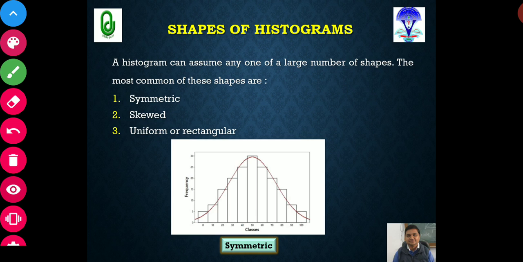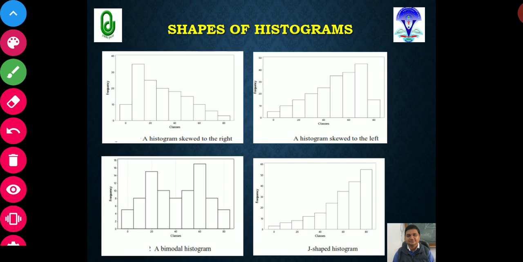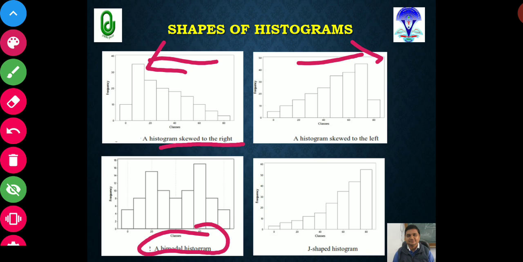Then the next one is asymmetric shape or skewed. Here you can see the histogram which is skewed to the right, then the histogram that is skewed to the left. So this is the skewed shape of histogram. Then this is the bimodal histogram. Bimodal means mode, which we will study in later classes when we study measures of central tendency. Here you can see these are the modal points. So this is the bimodal histogram.